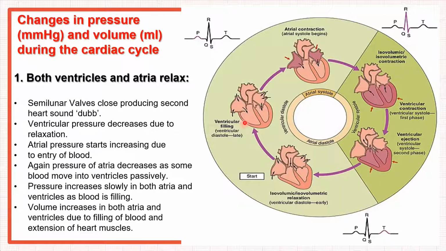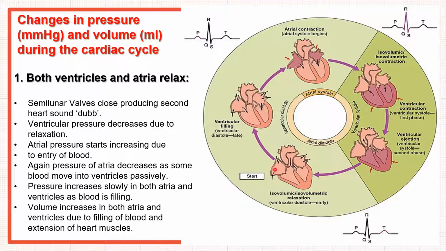Right? So let's just recap. As both the ventricles and the atria are relaxed, at this time both the semilunar valves, the aortic valve and the pulmonary valve, close. This creates the second heart sound, which is known as dub, right? The ventricular pressure decreases due to relaxation. As the ventricles are relaxing, the pressure would decrease, right?